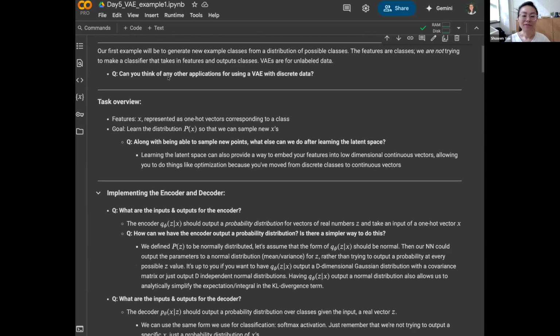Maybe you can think about, in your particular research scope, if there are any applications where you might want to generate new data of some sort with some categorical information. I think we saw some good examples from James on discrete types of data, but feel free to put in the chat if you have any thoughts on this. We can certainly talk about it later on.